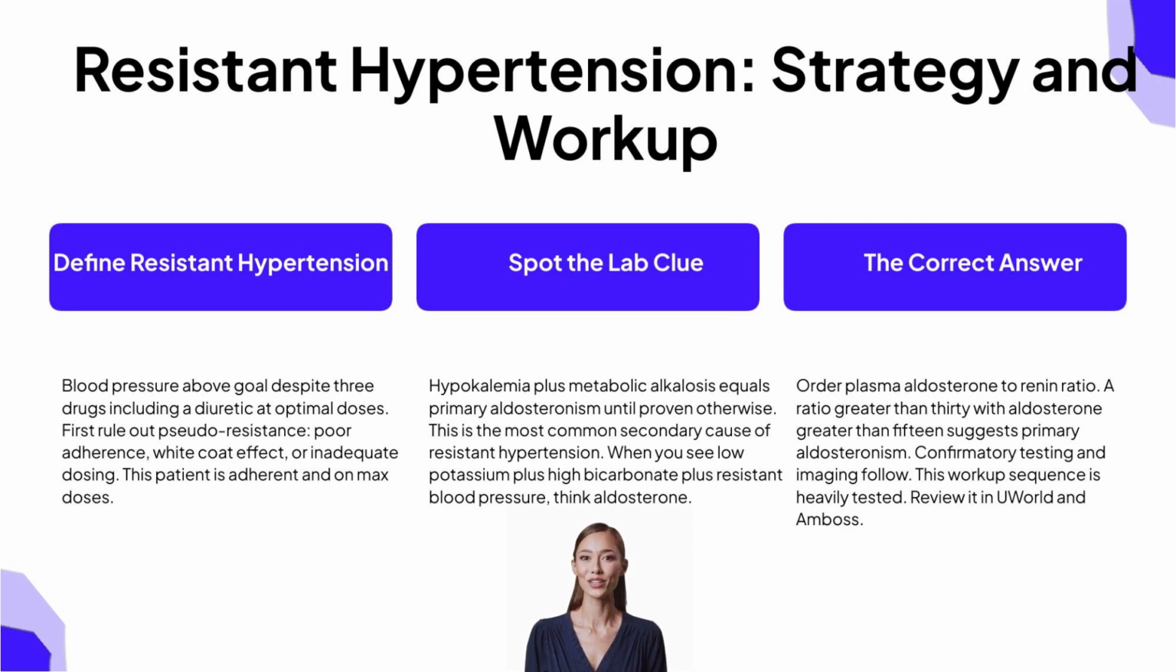Now spot the lab clue. Hypokalemia plus metabolic alkalosis equals primary aldosteronism until proven otherwise. This is the most common secondary cause of resistant hypertension. When you see low potassium plus high bicarbonate plus resistant blood pressure, think aldosterone excess. The correct answer is to order plasma aldosterone to renin ratio. A ratio greater than 30 with aldosterone greater than 15 suggests primary aldosteronism. Confirmatory testing and imaging follow. This workup sequence is heavily tested, so review it in UWorld and AMBOSS.